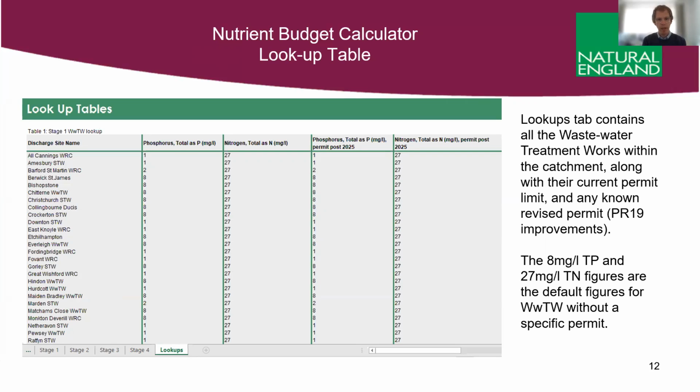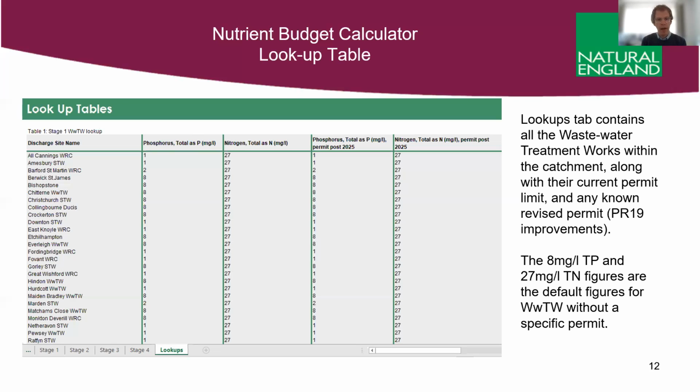And what the table includes is the permit values for both phosphorus and nitrogen for those wastewater treatment works. You'll see that there's two sets of columns. So the first two, unfortunately, I've picked a bad example to screenshot because none of the works shown in this screenshot have got improvements during PR19. So none of them are expecting to be improved by 2025. But what you would see is in the second pair of columns, the post 2025 columns, those would be the values of the new permits that are going to be put in place by 2025. So that gives you the current values and the known future values where there are different ones.